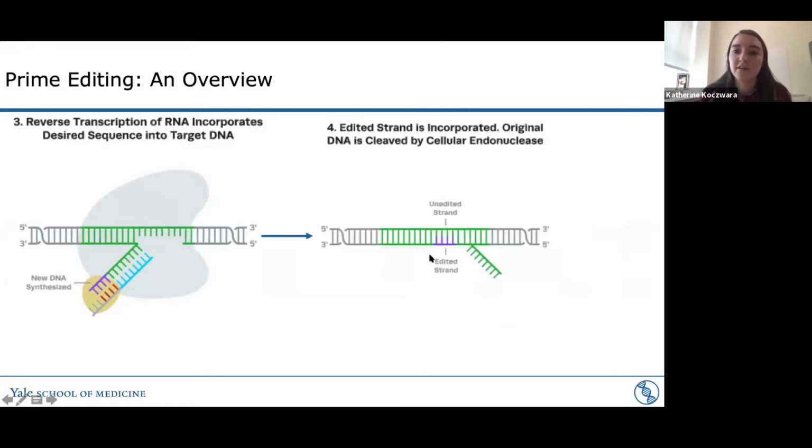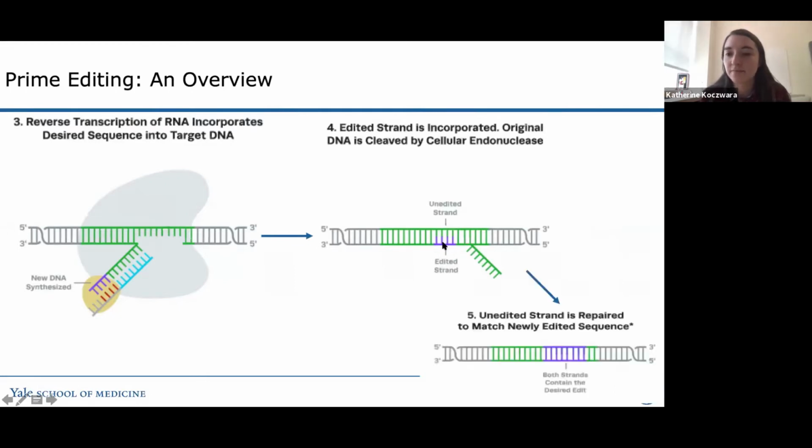And then this corrected or healthy DNA sequence strand can then be incorporated back into the DNA. And then through DNA repair, both of the strands could contain the desired edit. So basically, this whole process is working at the DNA level to change the GNE sequence from the sequence containing the disease-causing mutation to a healthy sequence.